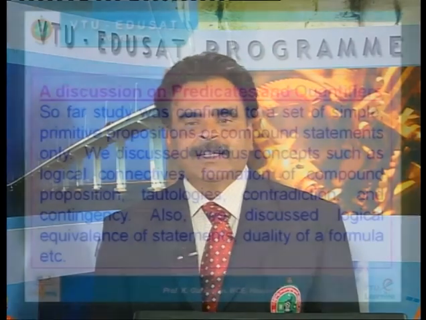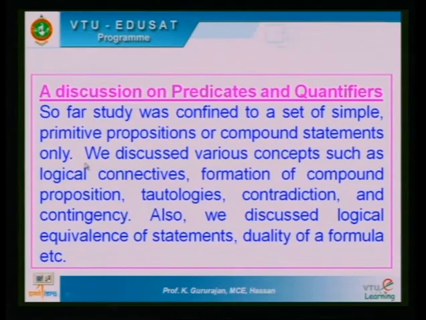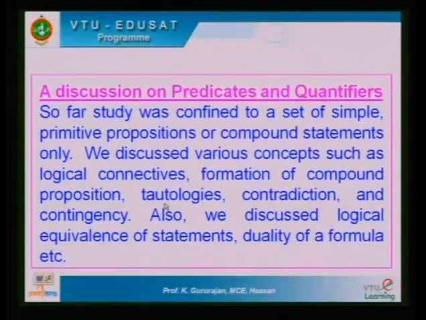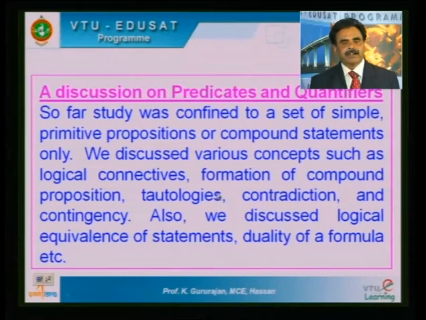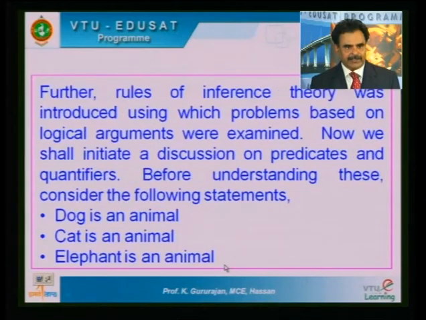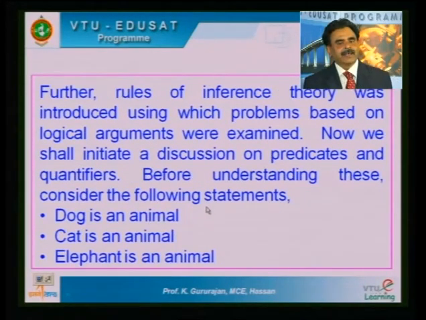After all this discussion, now we shall proceed to a discussion on an important topic, namely predicate calculus and quantifiers. So please remember what you have done so far. Our study so far was confined to a set of simple primitive propositions or compound propositions only. We discussed various concepts like tautology, contradiction, logical equivalence, and we restricted ourselves to a simple proposition and the compound proposition formed by using simple propositions and logical connectives. Also, we discussed the concept of duality, etc. and the methods of proof, indirect, direct, etc.